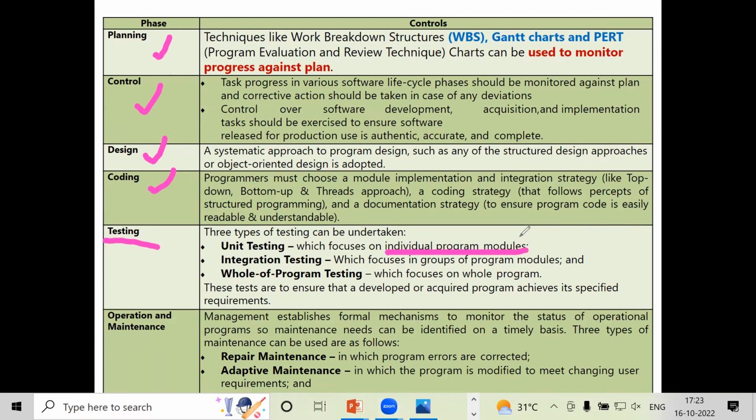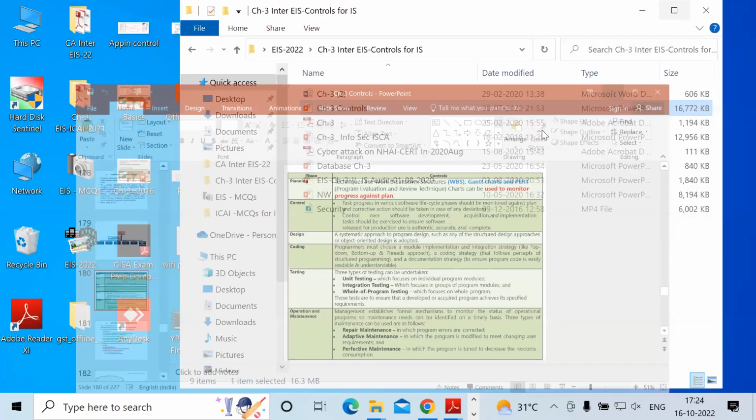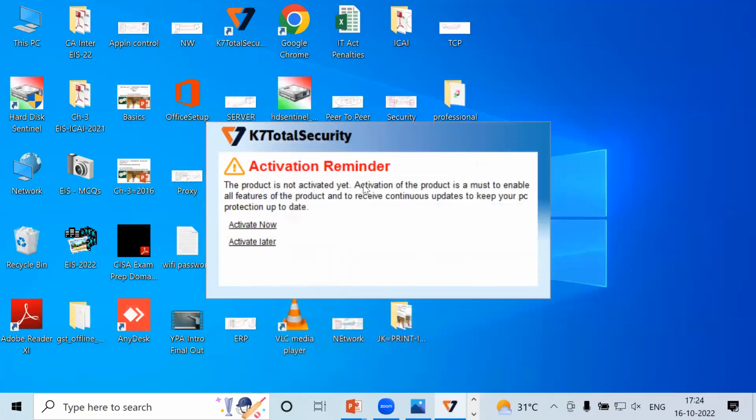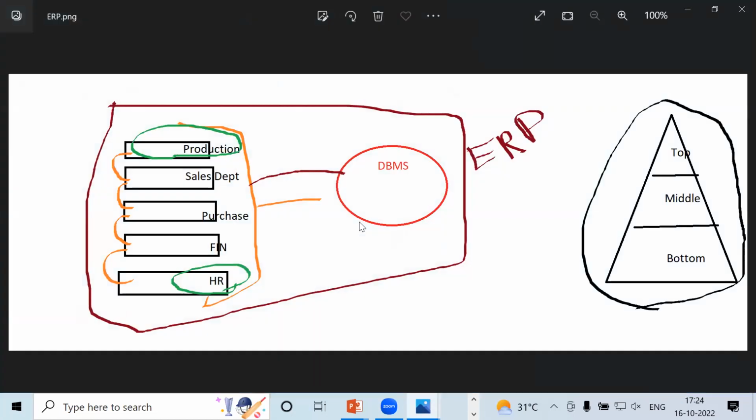So for having better understanding, we have to know this thing again. I will just show, one second. Let me check whether that picture is there. Network ERP. Here. Now we have to understand what is ERP so that you will get a clear understanding about unit testing. So ERP is nothing but enterprise resource planning software.